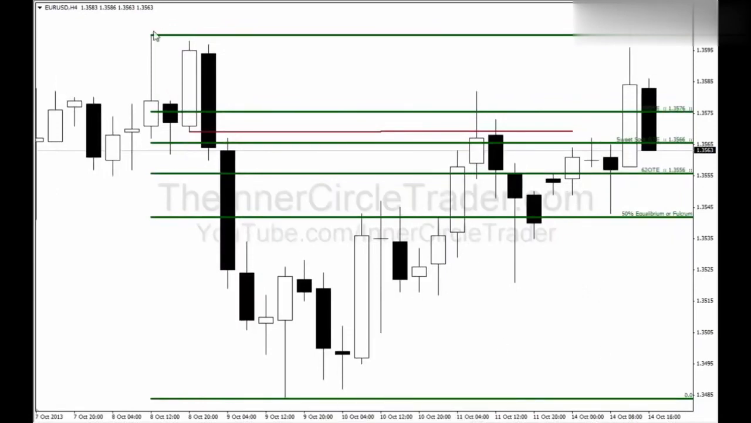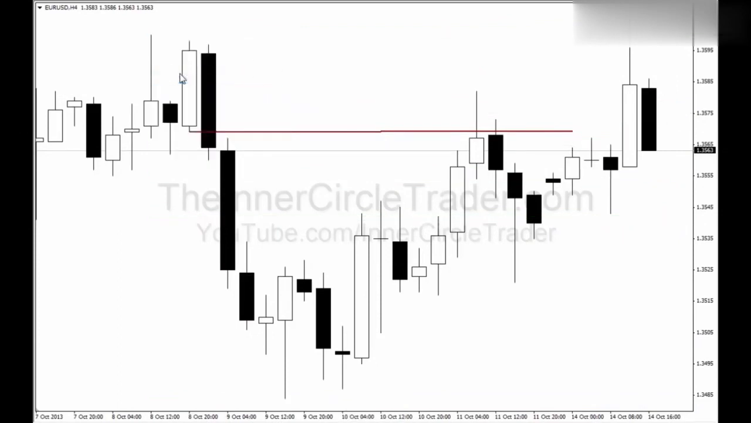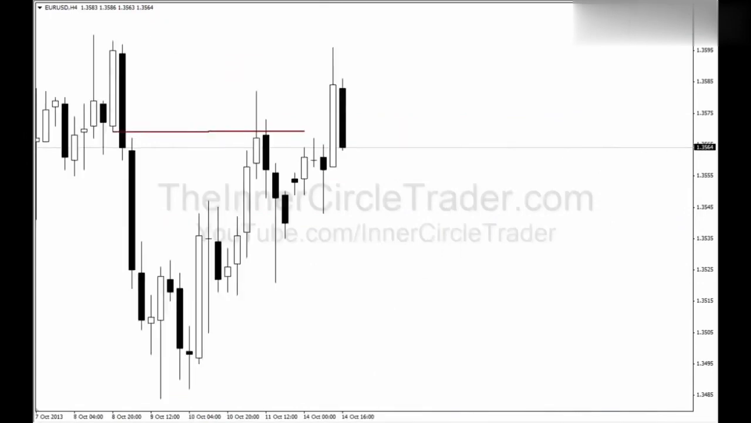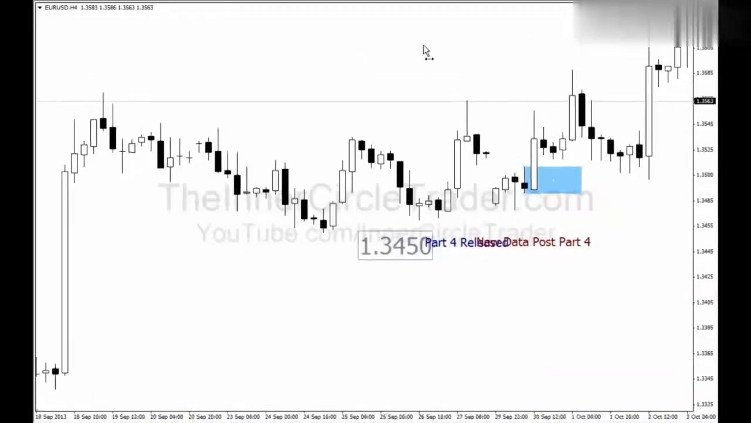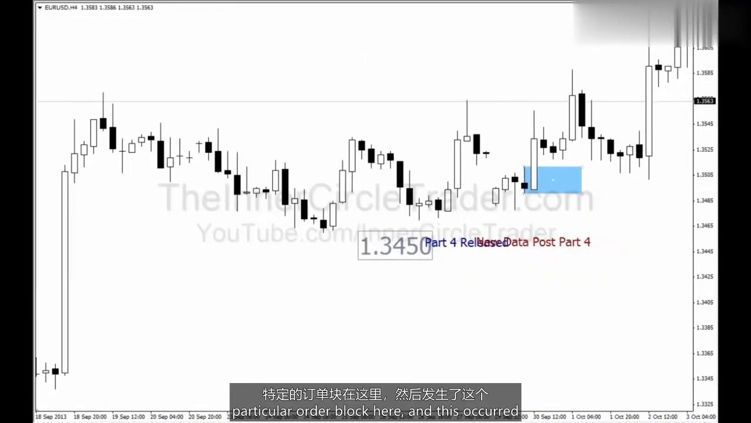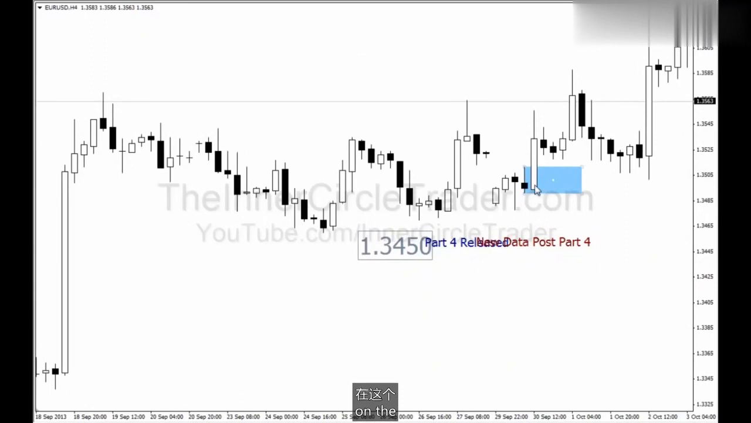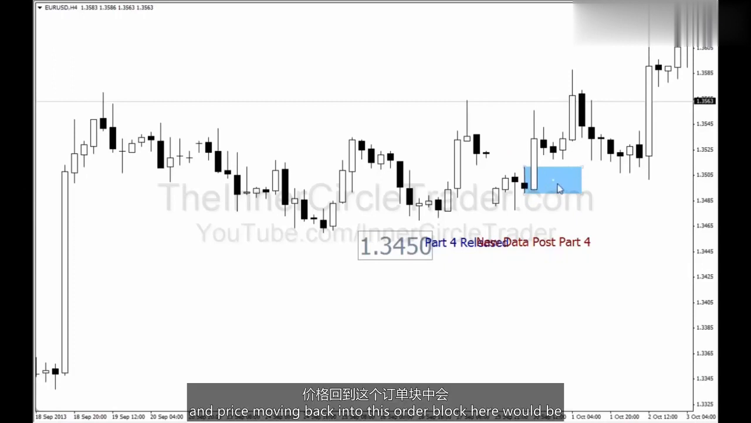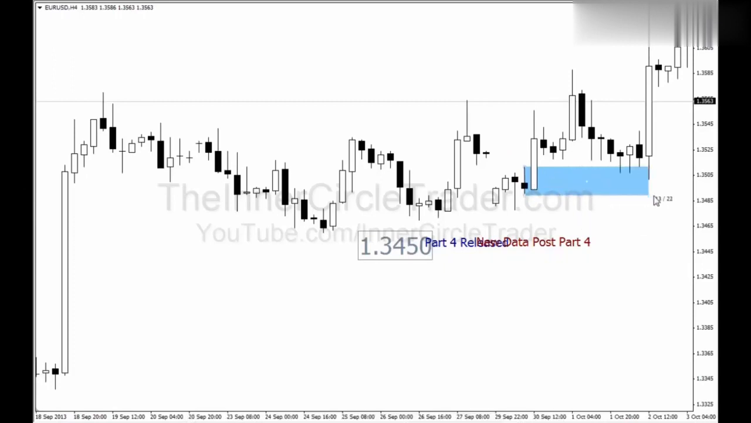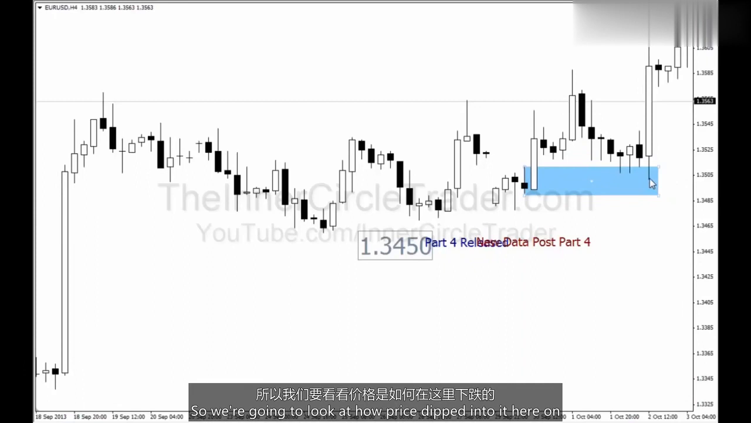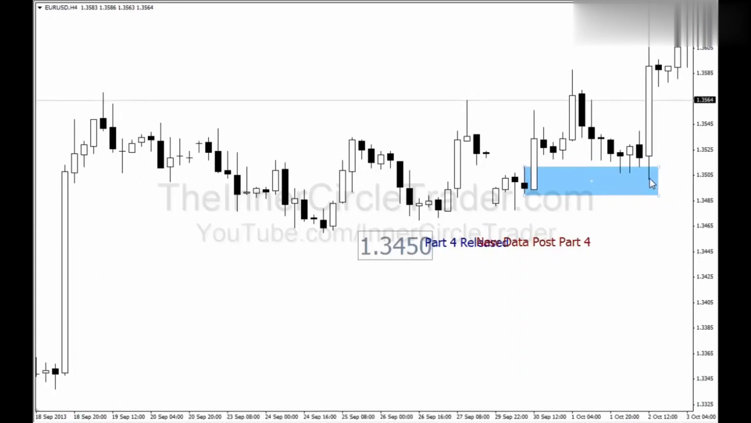Okay, so again, that's the fib. And if you go back out, we're going to look at this particular order block here, and this occurred on the 30th, so the day of the release of episode 4. Okay, this broke out, started moving higher, and price moving back into this order block here would be indicative of a buy opportunity. So we're going to look at how price dipped into it here on the 2nd of October.